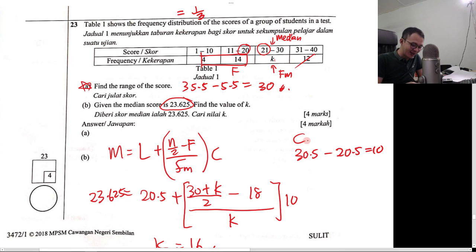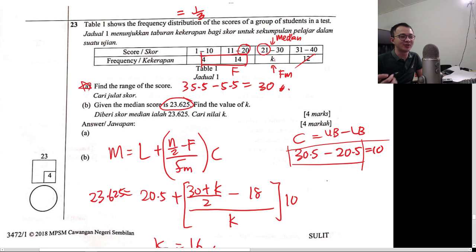C is the class size. For C, you just use the upper boundary minus the lower boundary of the size. So the upper boundary is 30.5, the lower boundary is 20.5, then you minus, you will get C equals 10.